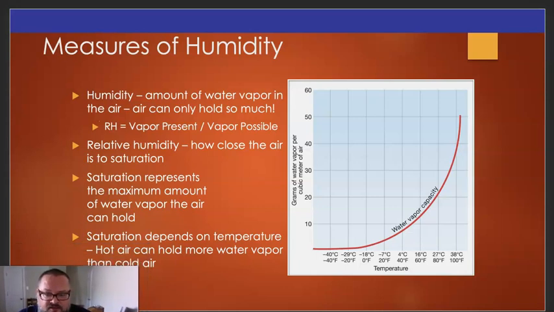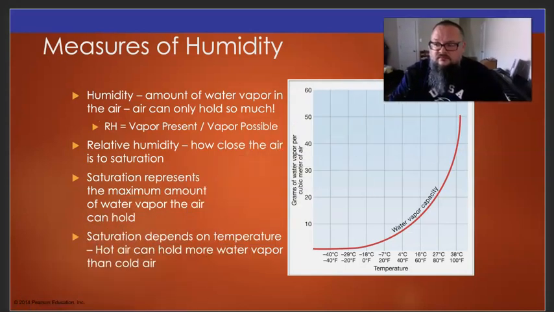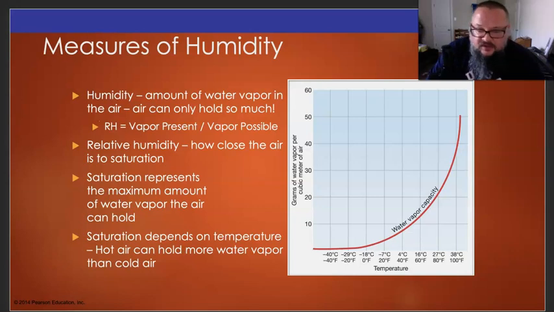And the amount of water vapor that is in the air is what we call the humidity. And air obviously can only hold so much water vapor. So when you hear the weather person talking about humidity, usually what you hear them talking about is what's called the relative humidity. Relative humidity refers to the amount of water vapor that's in the air as opposed to the total amount of water vapor that the air can hold.